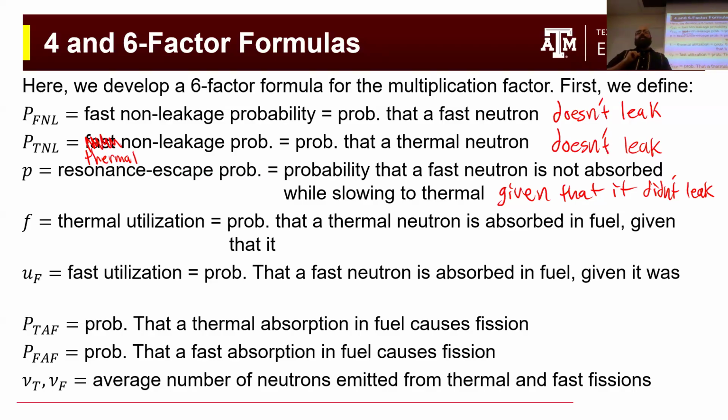The thermal utilization is basically the fraction of your thermal neutron absorptions to your total neutron absorptions. So it's the probability that the thermal neutron is absorbed in the fuel, given that it was absorbed while it was thermal.